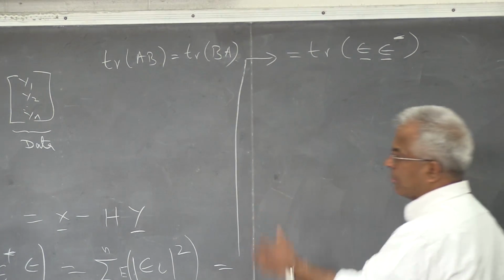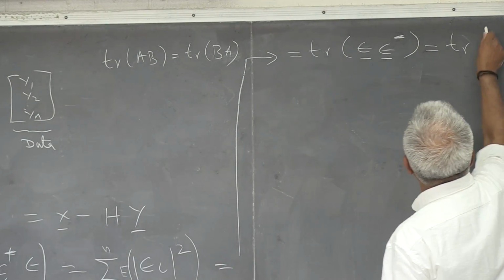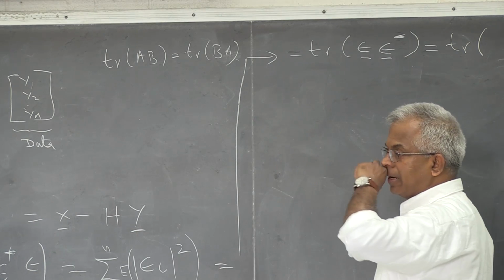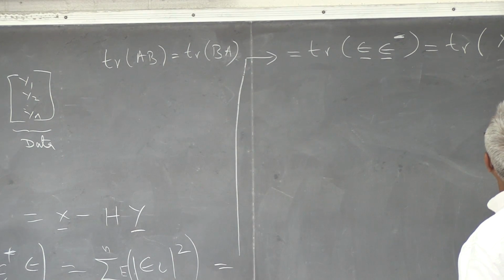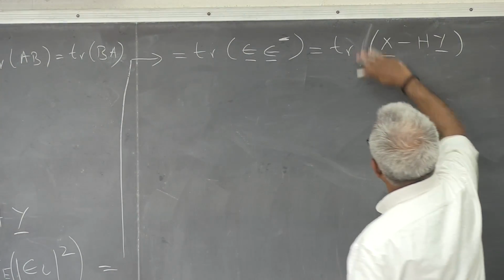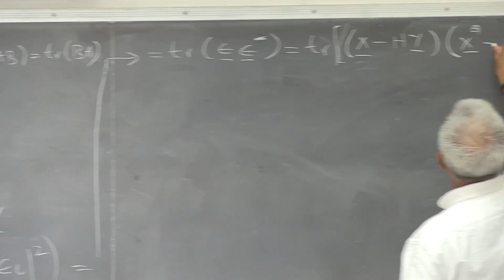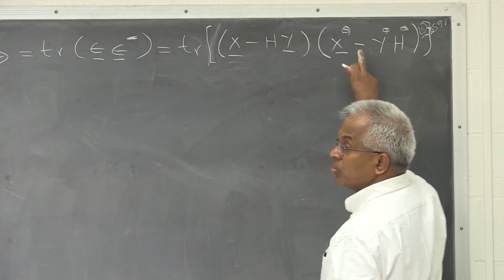Let me substitute for epsilon. Epsilon is here, look at here. So I'm going to substitute now the trace. Trace means it is a scalar, right? Because I'm only adding the diagonal entries. So epsilon is x minus hy. Remember, everything is a vector. X star minus y star h star, right? You know why I changed it to y star h star?